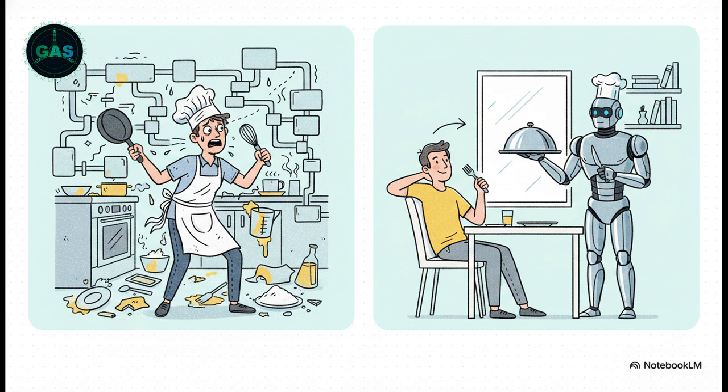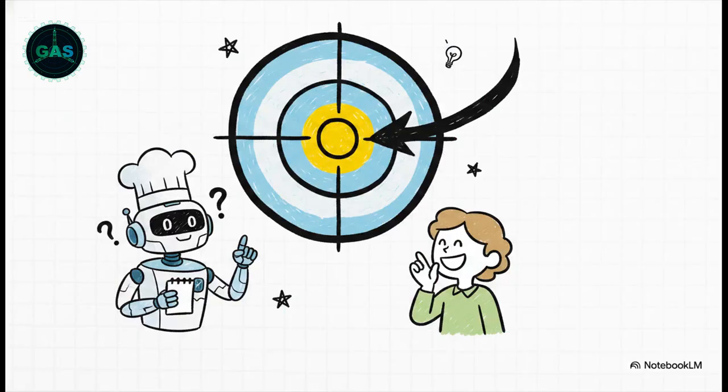Totally different ballgame. It's like walking into a high-end restaurant and just telling the head chef, hey, I want a delicious steak dinner. You aren't telling them how to season it or what temp to set the oven to. You just give them the outcome you want and they figure out the rest. This is the crucial shift. You just give the system a goal. You absolutely do not have to map out every single node and API call anymore.